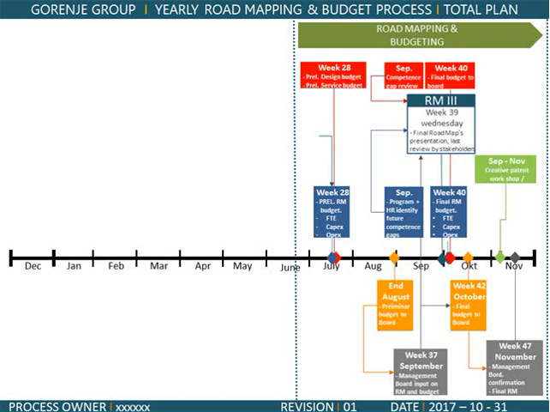The final third area, road mapping and budgeting, is about the final roadmap proposal and how to turn the roadmap into a final budget. This work ends first up in the final yearly road mapping meeting, RM3, that is held yearly in week 39 on Wednesday, and in the next step the final budget is provided to the management board to be approved in week 47.